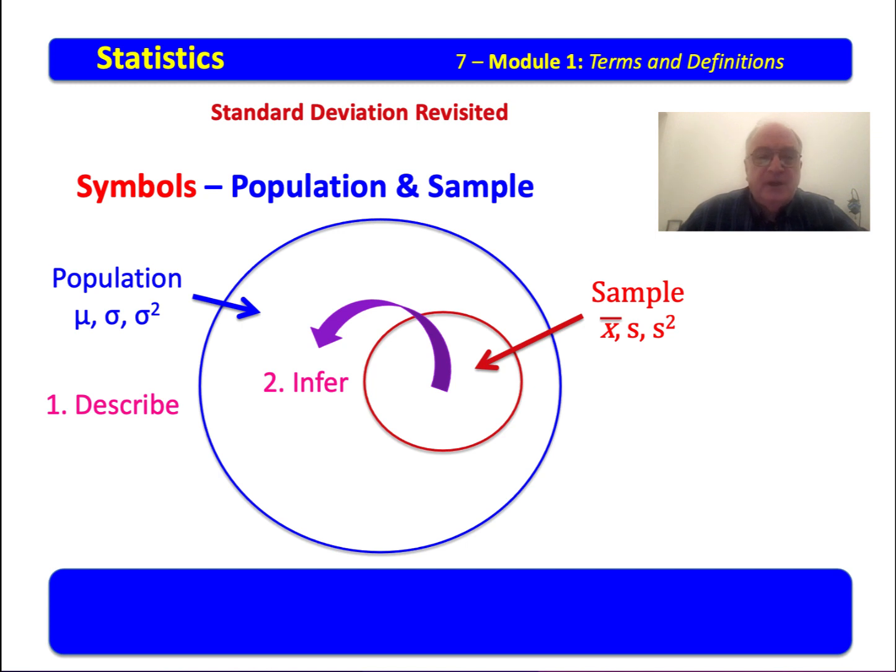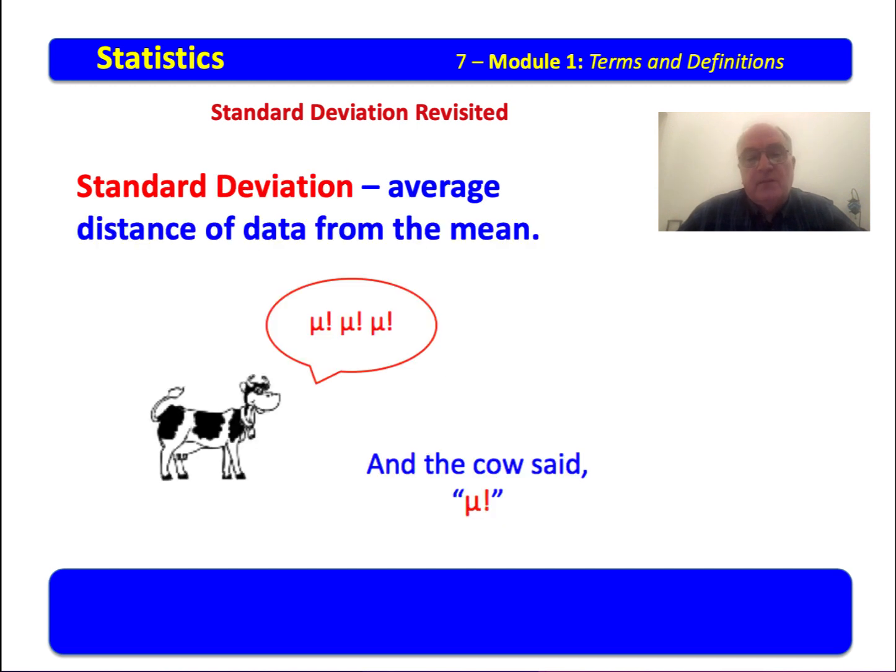So we have a population, which is mu and sigma squared. We have a sample, which is x bar, s, and s squared. We take a sample, we describe it, and then we can infer about the population. The standard deviation, again, is the average distance of the data from the mean.